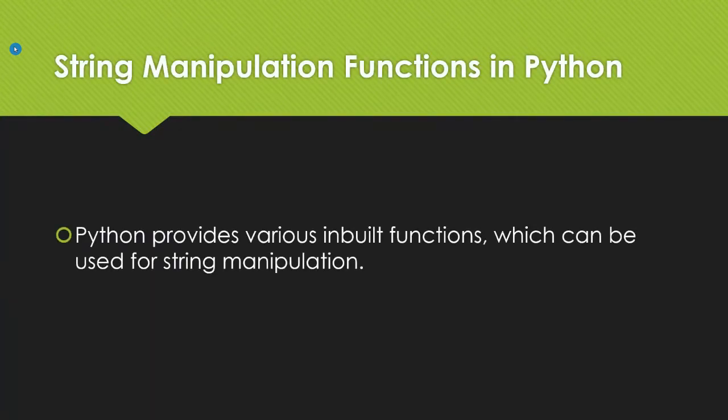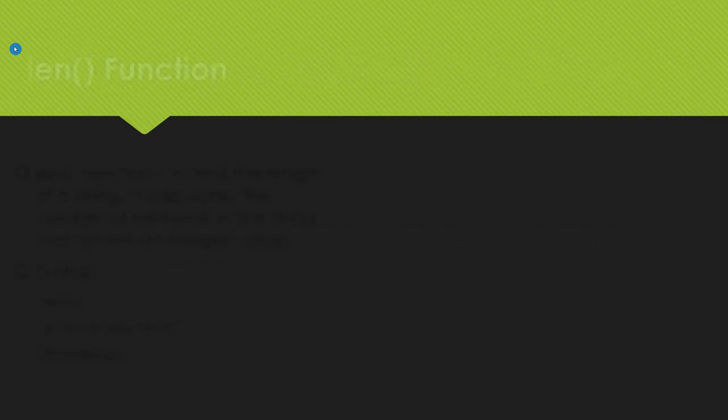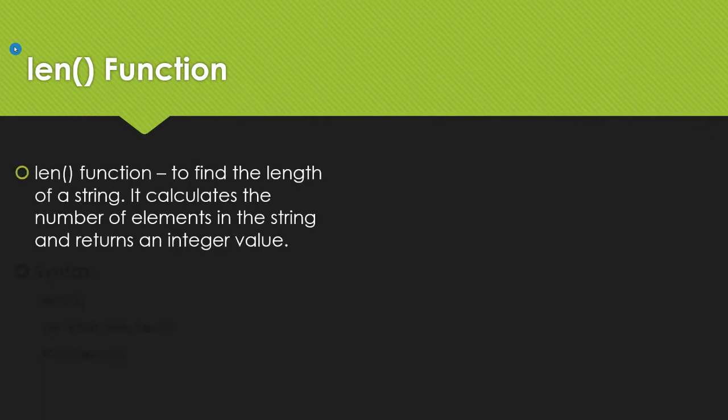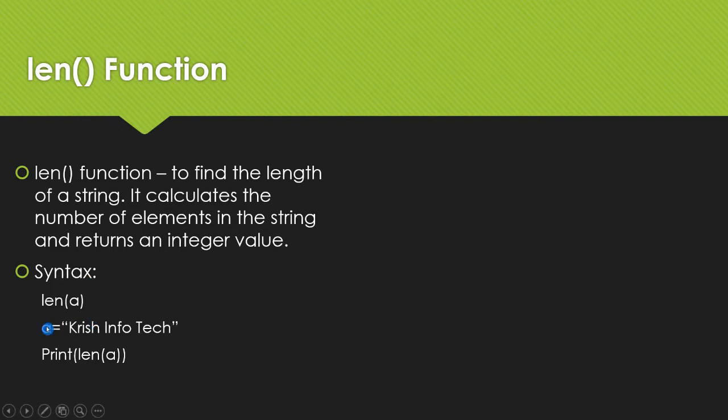So there are so many inbuilt functions available in Python to manipulate our string. All these things we are going to see one by one. The first one is the len function. This is used to find the length of a string. It is used to calculate the number of elements in the string and returns an integer value, which is the number of elements. The count will be displayed as the output. Syntax for this is len of a, where a is equal to some string we are assigning. Then print the length of a, which means the length of the whole string will be printed.